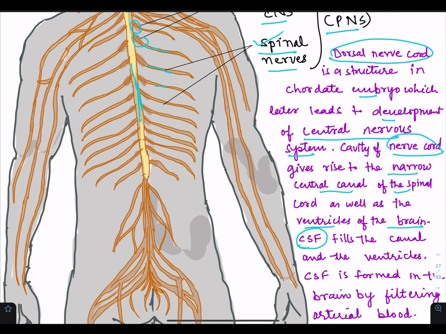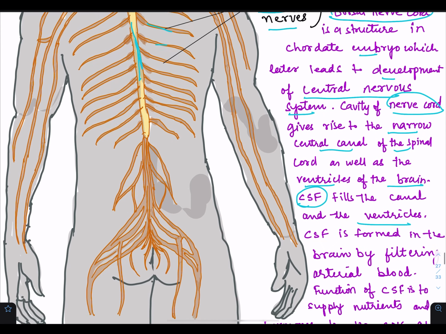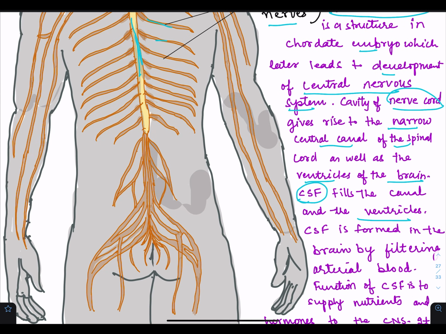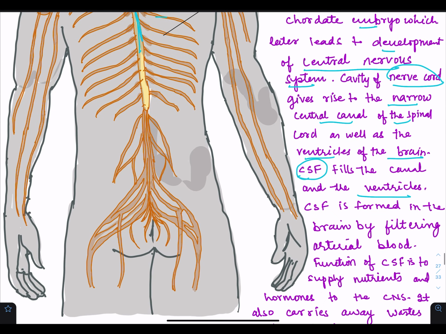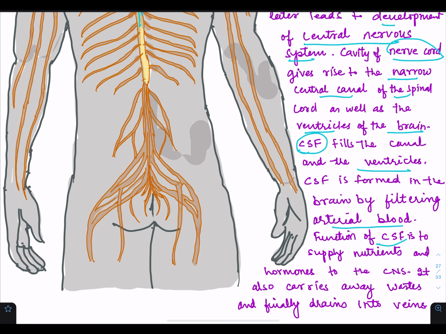Cerebrospinal fluid or CSF fills the canal and the ventricles. Cerebrospinal fluid is formed in the brain by filtering arterial blood. And what is the function of CSF? It is to supply nutrients and hormones to the CNS. It also carries away wastes and finally drains them into the veins.